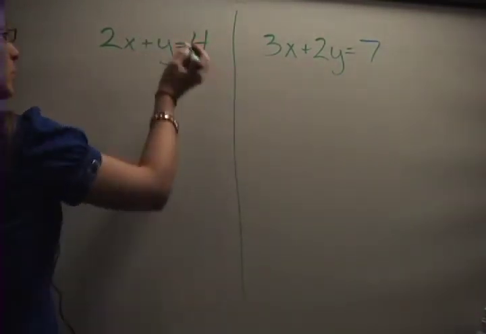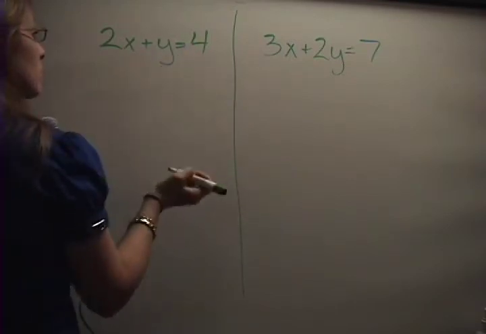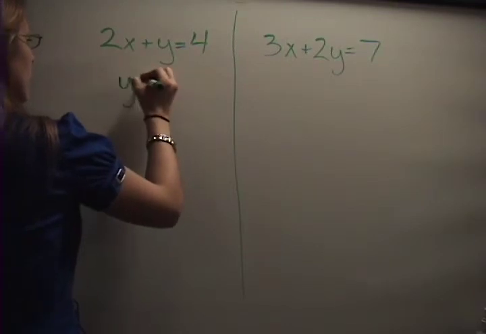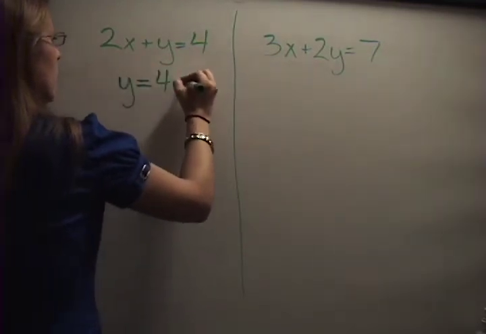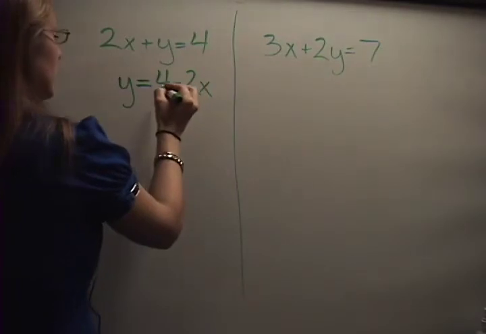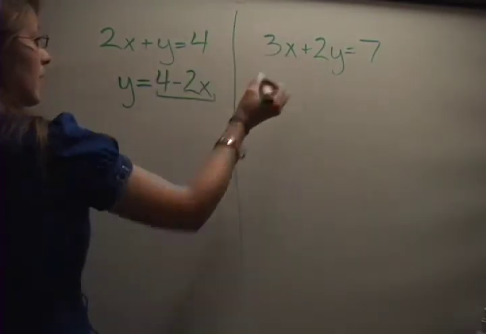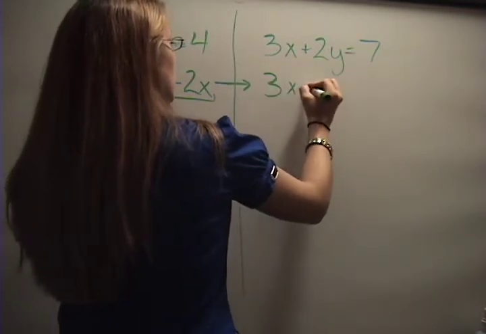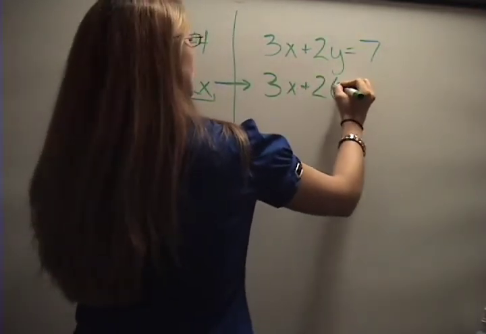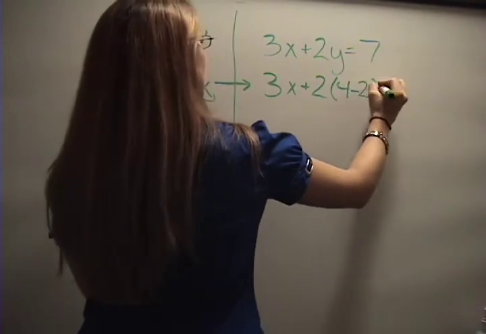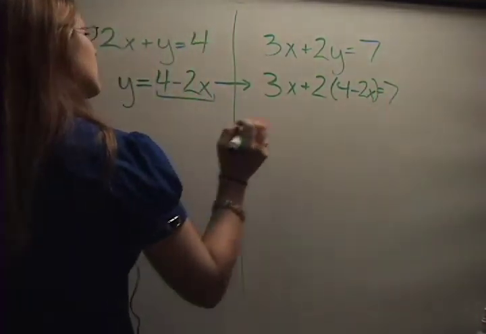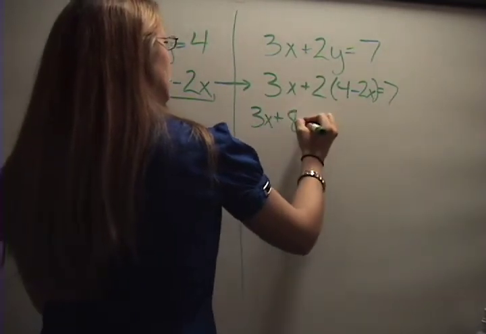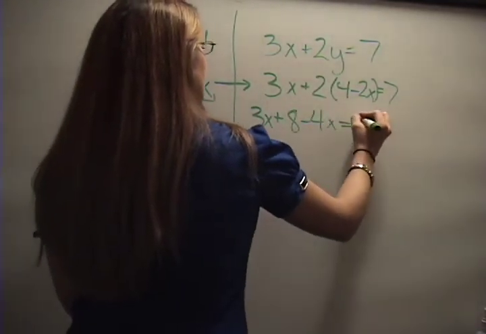Looking at this first equation, we see y is by itself, so we're going to solve for y. I'm going to subtract 2x from both sides, and I'll end up with y equals 4 minus 2x. Now I can plug in this equation wherever I see a y in the other equation. And here I get 3x plus 2 times 4 minus 2x equals 7. Now I can distribute. 3x plus 8 minus 4x equals 7.